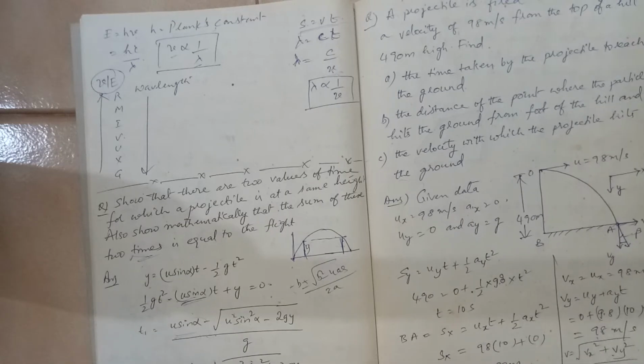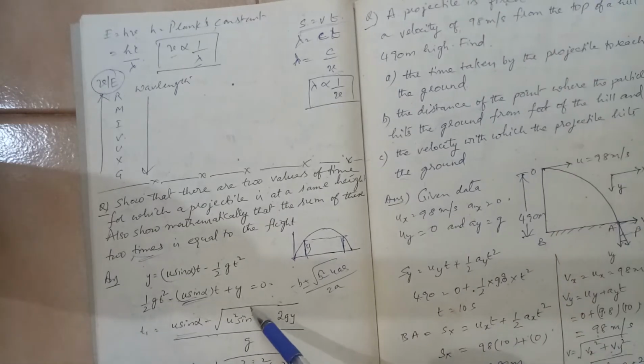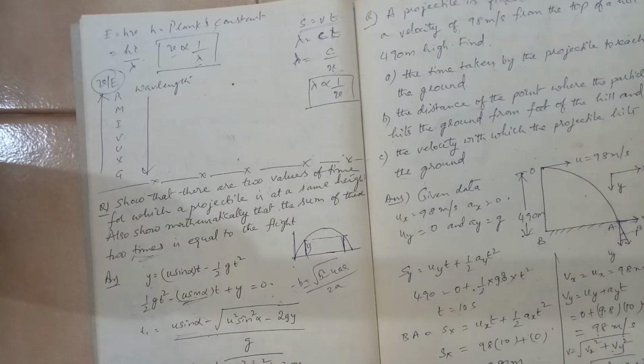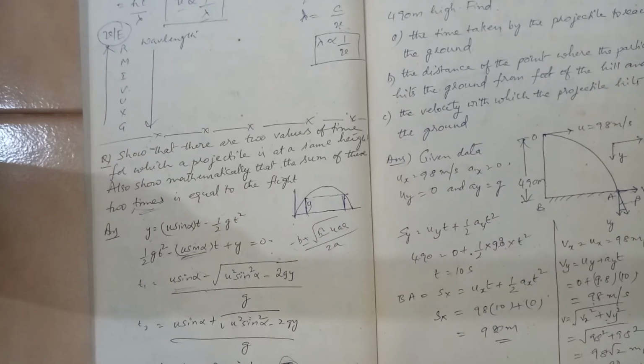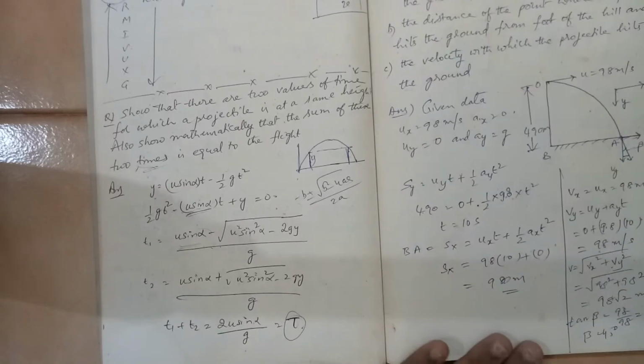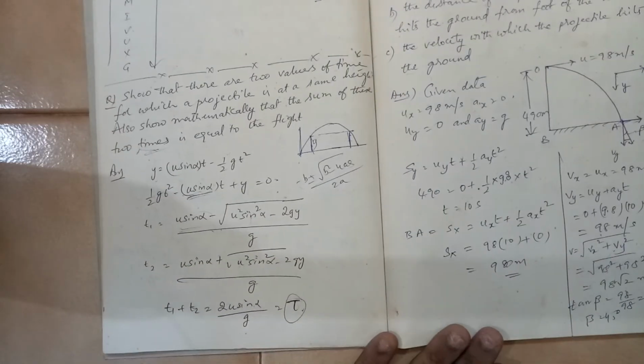Now if you add these two, this under-root term gets cancelled, and basically you are getting u sine alpha plus u sine alpha. You are getting 2u sine alpha by g, which is nothing but the formula for finding out the time of flight.